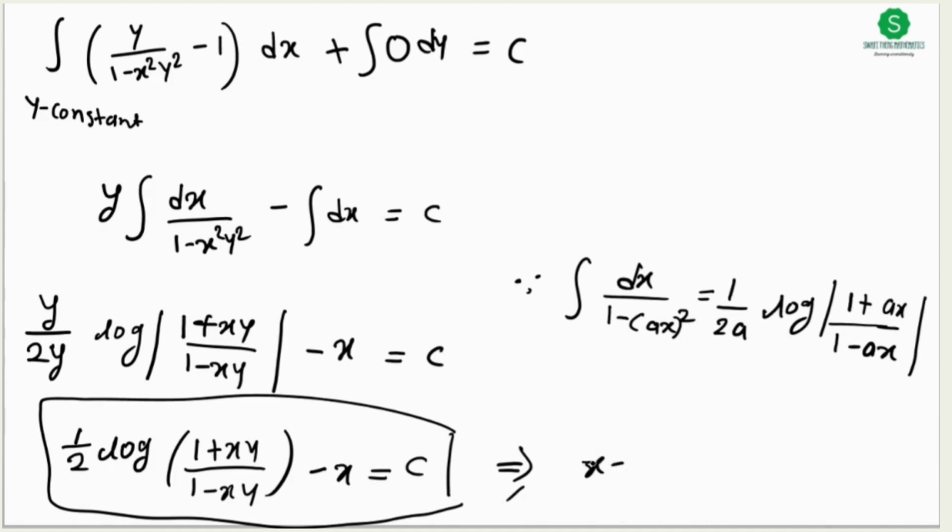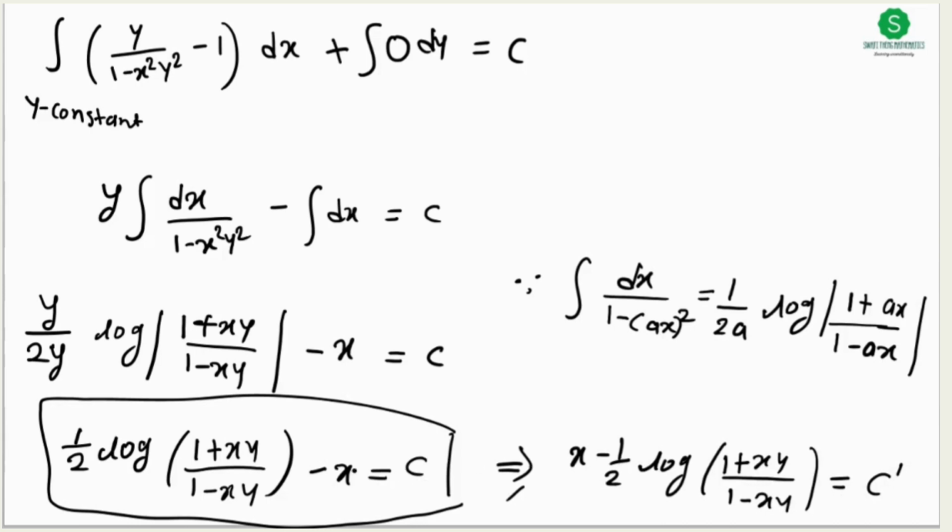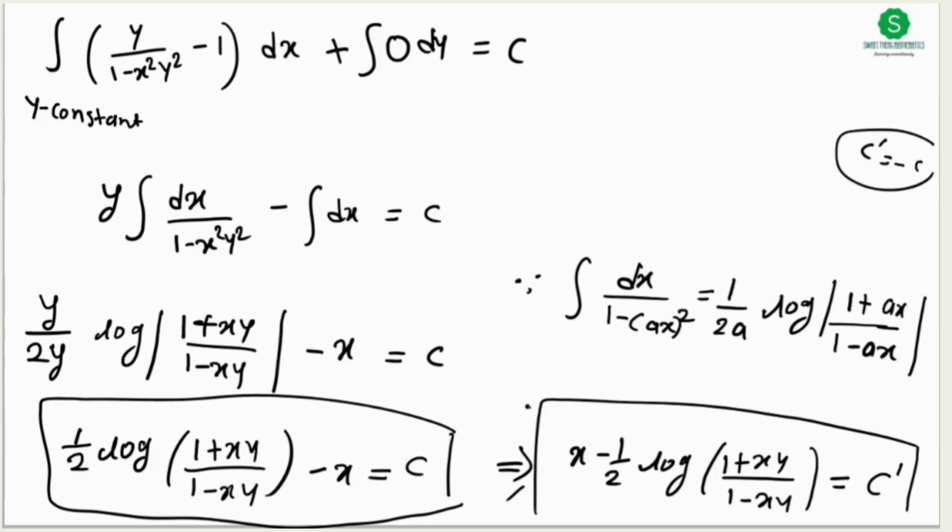In some books you may find this answer in the form of x minus 1 by 2 log of 1 plus xy upon 1 minus xy is equal to c dash, where c dash is minus c, because if we multiply this equation throughout by a minus sign, we will get this equation. Here our c dash is nothing but minus c. So both answers are correct.